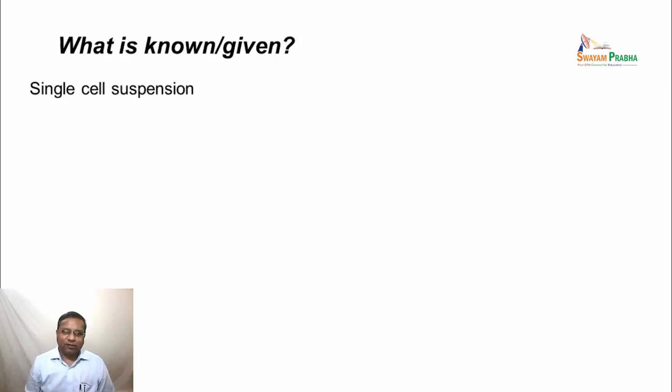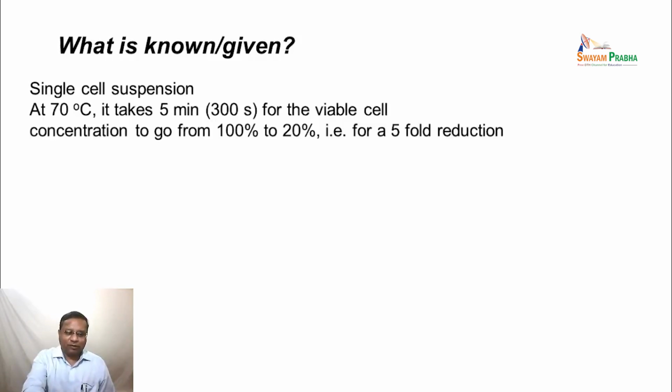We know that it is a single cell suspension. We discussed this earlier too. And also we know that at 70 degrees C, it takes 5 minutes or 300 seconds for the viable cell concentration to go from 100% to 20%, or in other words, a 5-fold reduction takes the 300 seconds. Please see that I have converted this 5 minutes into 300 seconds.